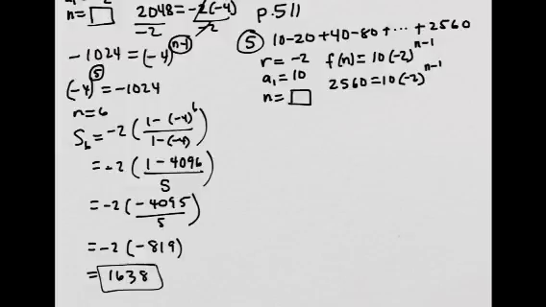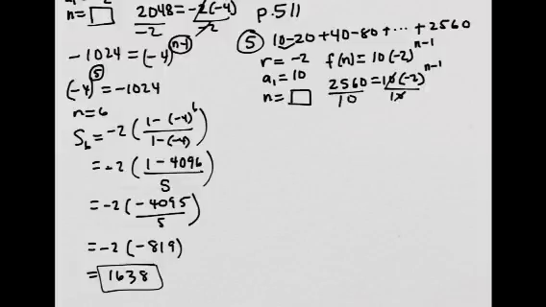So this is another geometric series. The ratio is negative 2, because that's what you multiply by to get the next term. And then a sub 1 is 10, and we're trying to find n. So I wrote the explicit rule, and then I replaced f of n with the final number, the last term. So now I'm going to divide by 10.